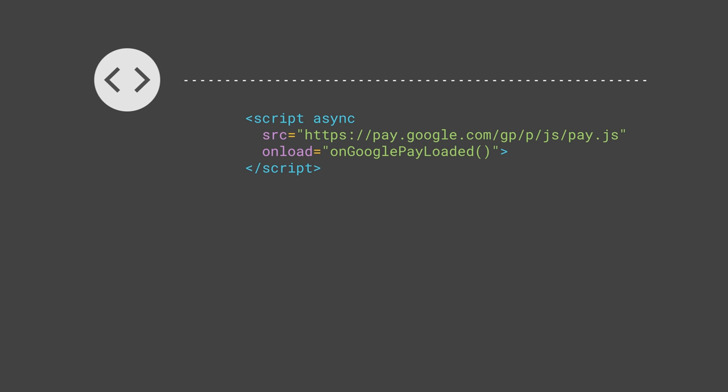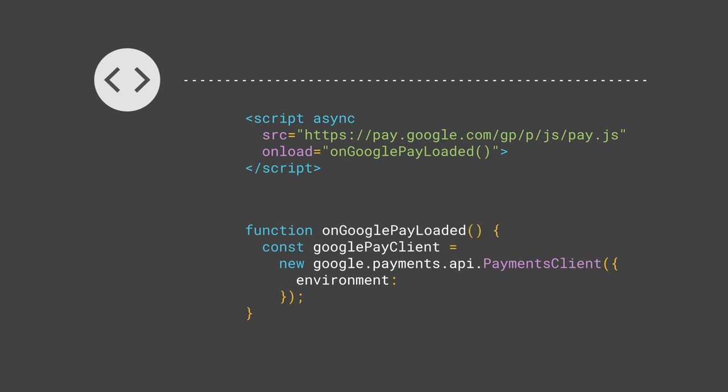First, you add the script tag to your site. As soon as the script is loaded, you will construct the payments client object by passing it an environment field, test or production. For the test environment, you don't need to register with Google. You can play with the API yourself and integrate into your site. In this case, we do show users real data. However, whenever they make a selection, we will return you a fake token.